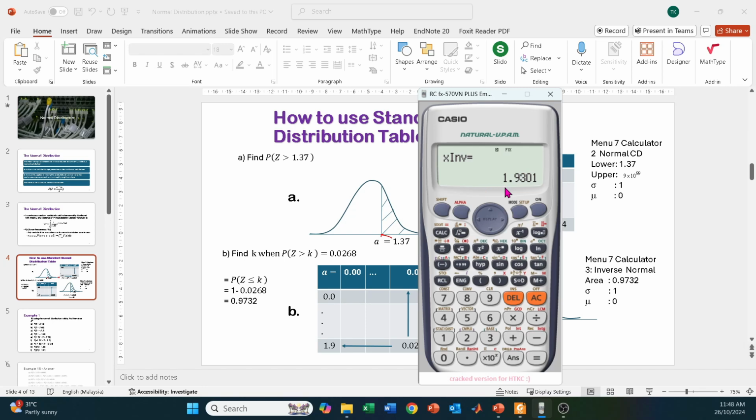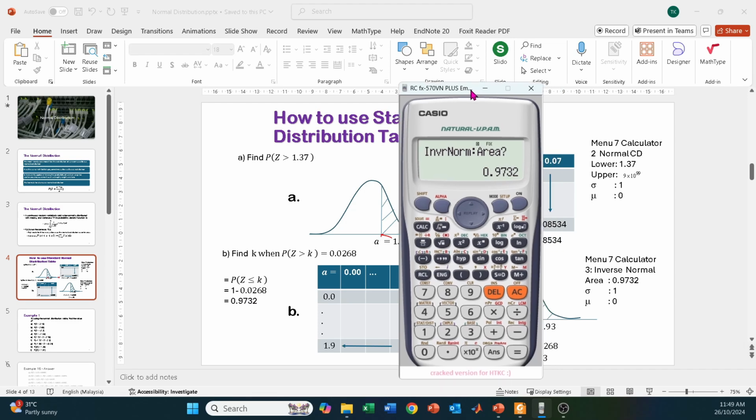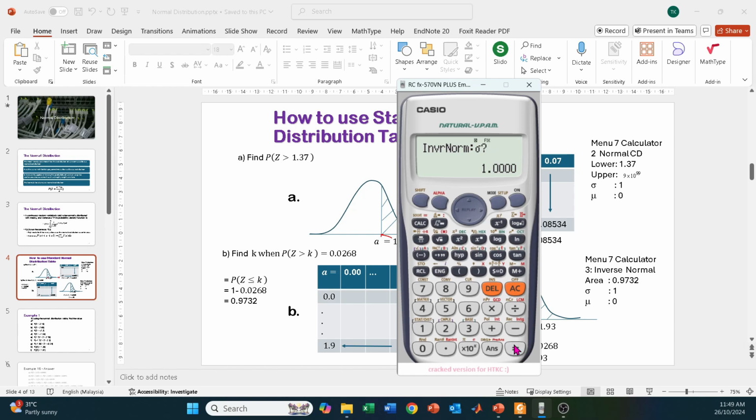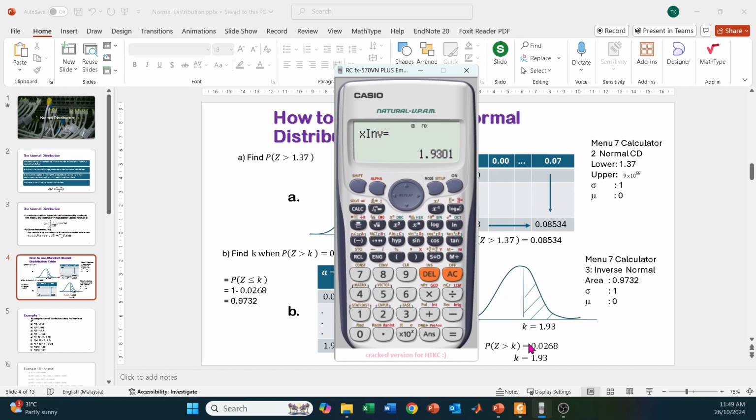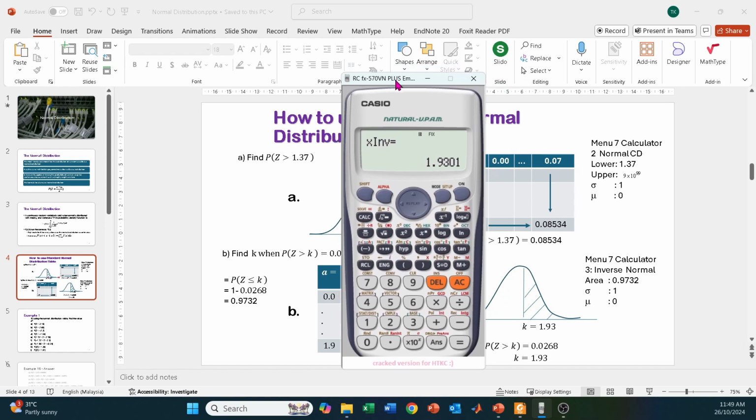I think I got something wrong. Hold on, repeat one more time. Inverse normal. Sorry, the area is here, 0.9732. Sigma is 1, mu is 0. Correct. Then we get the answer, 1.9301, which is correct.